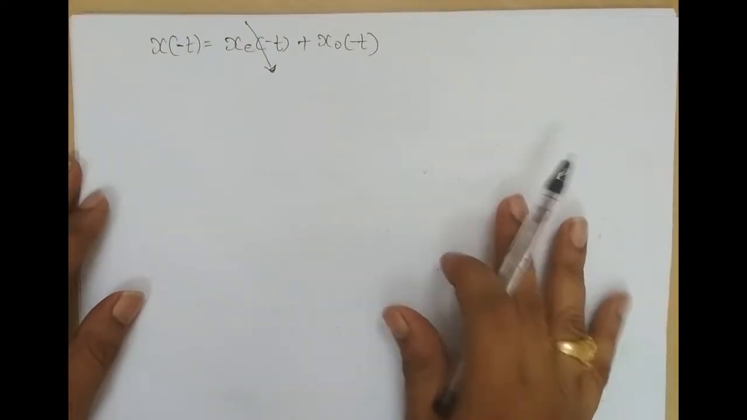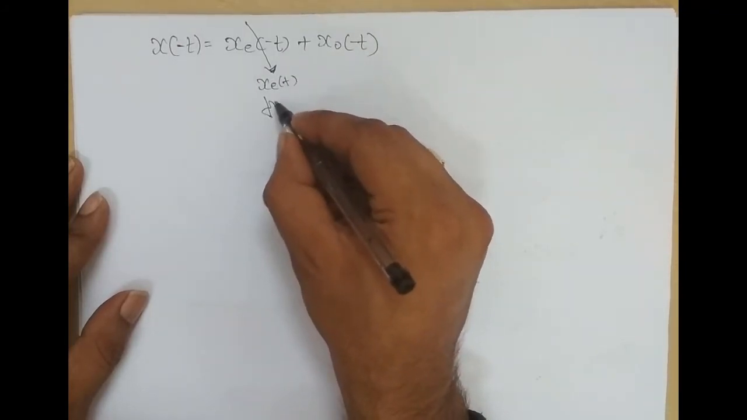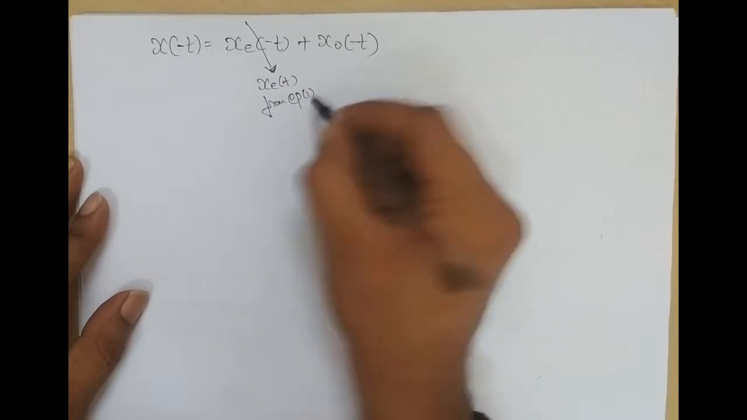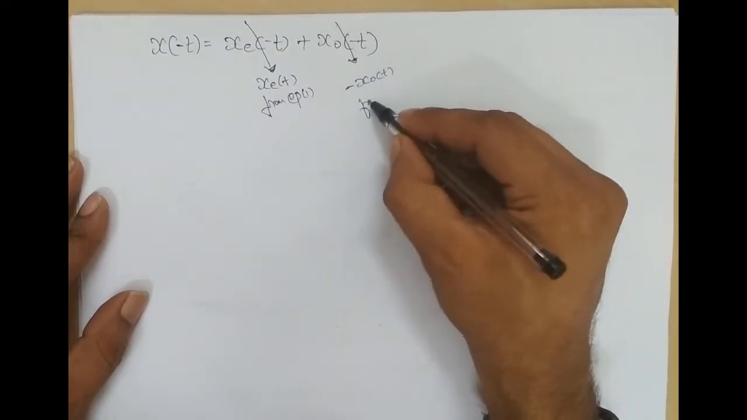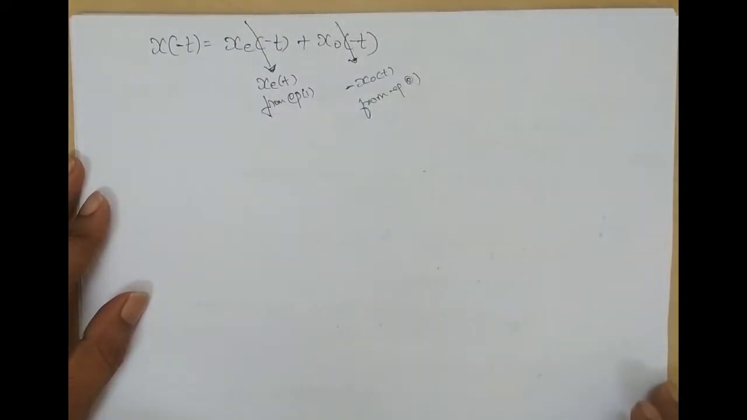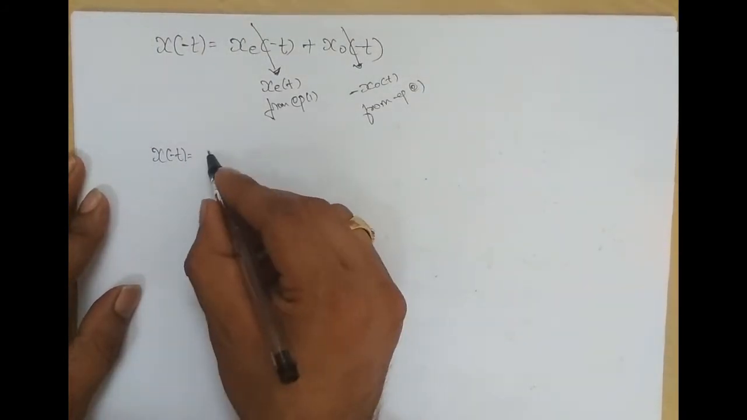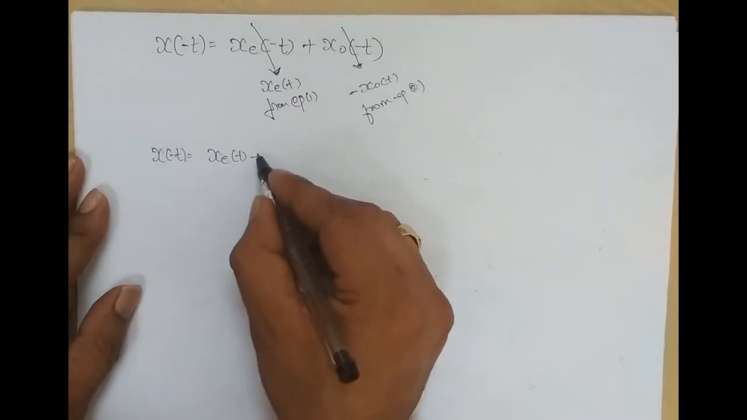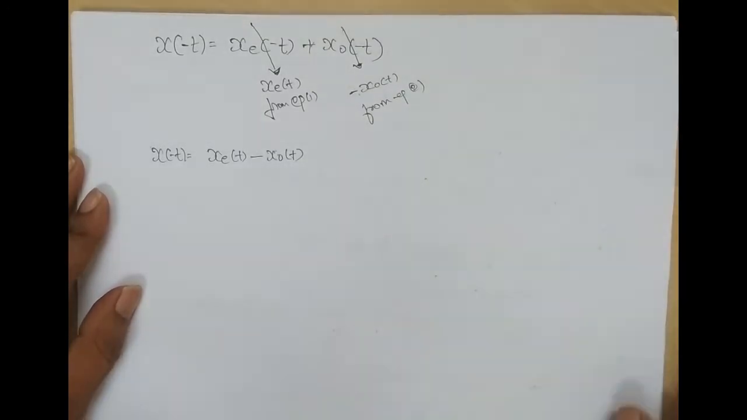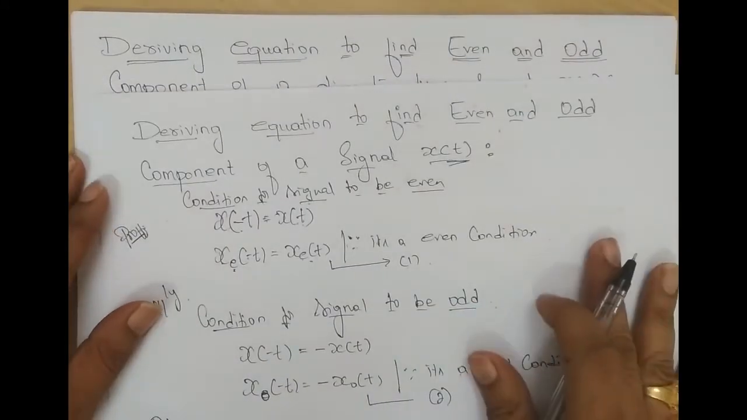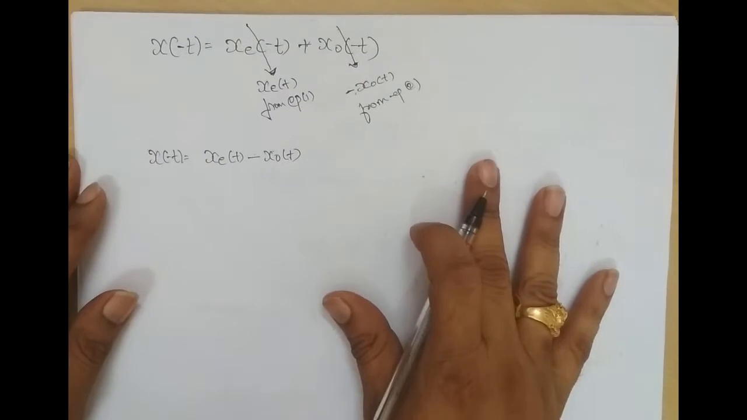So what I'll do, instead of writing xe of minus t, I'll write it as xe of t. This is from equation 1. Instead of writing xo of minus t, I'll write it as minus of xo of t, and this is from equation 2. Okay. So what do I end up with? X of minus t is equal to xe of t minus xo of t. Now I will call this equation 3. I'll call this equation 4.